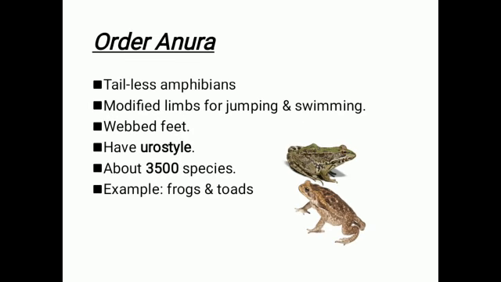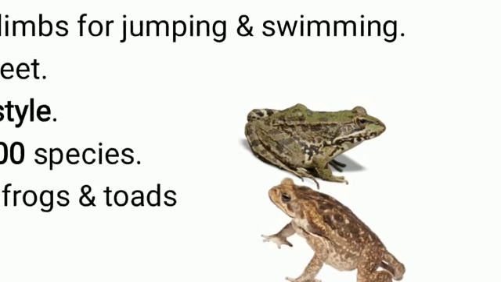Now come to the order Anura. A means without and Anura means tail. They are tailless amphibians, with modified limbs for jumping and swimming. They are web-footed and have a urostyle, with about 3500 species. Examples are frog and toad.